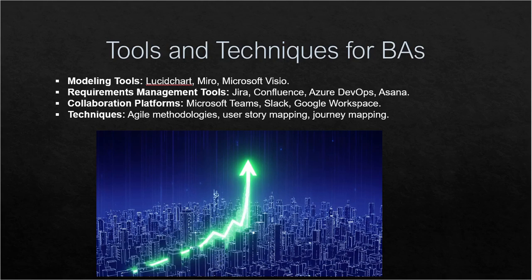And then requirement management tools, whichever are used by your organization. You need to work with tools like Jira, Confluence, Azure DevOps, and Asana, which are requirement management tools. And then collaboration platforms like Microsoft Teams, Slack, and Google Workspace. And the techniques that you want to implement in your transaction monitoring system: the entire process is agile methodology, user story mapping and journey mapping.